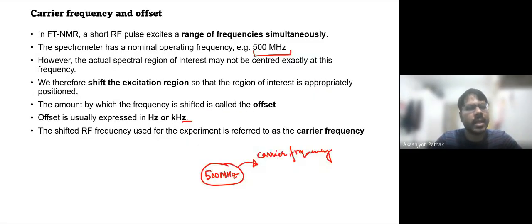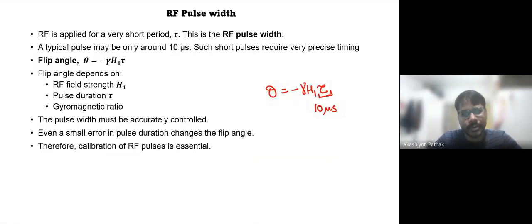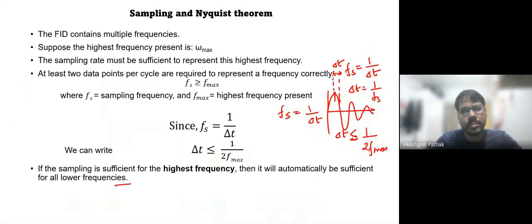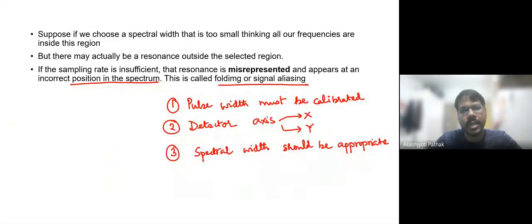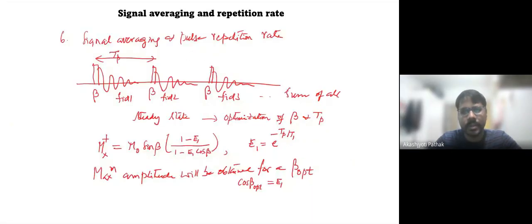Another is the carrier frequency and the offset. You might have to increase the frequency of the spectrometer to capture the particular resonance frequency by a few kilohertz. Now another thing is the signal averaging and repetition rate. This is from the lecture slide.